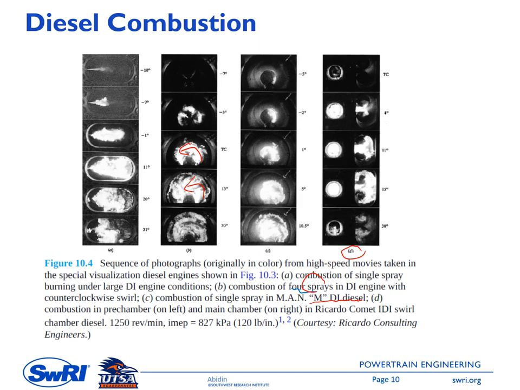Looking at the size, I believe the pre-chamber is on the left side here. And then there is a nozzle connecting the left chamber to the right chamber. And then the flame will propagate, exit this pre-chamber on the left, and then propagate into the main chamber on the right side.